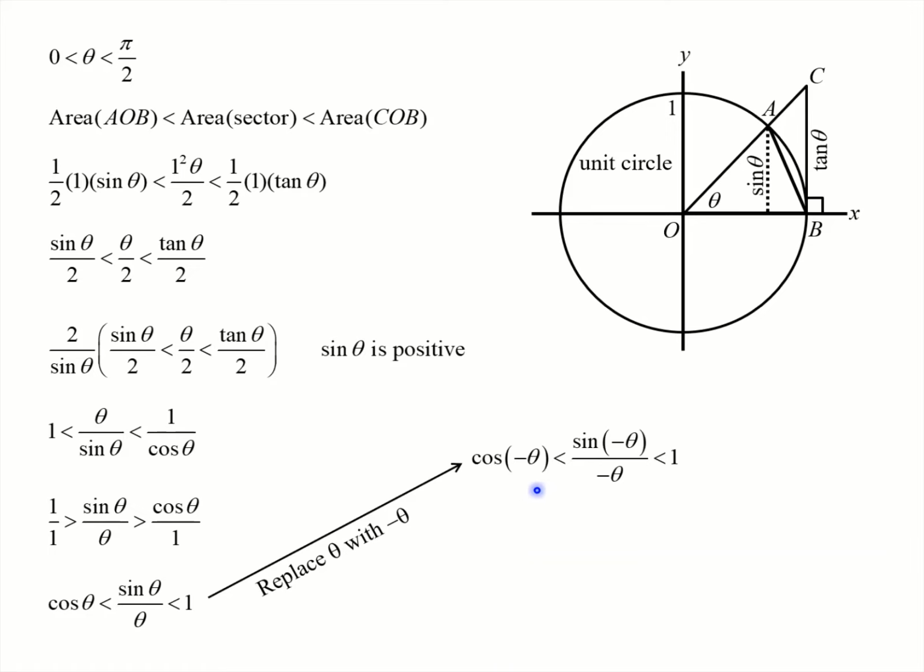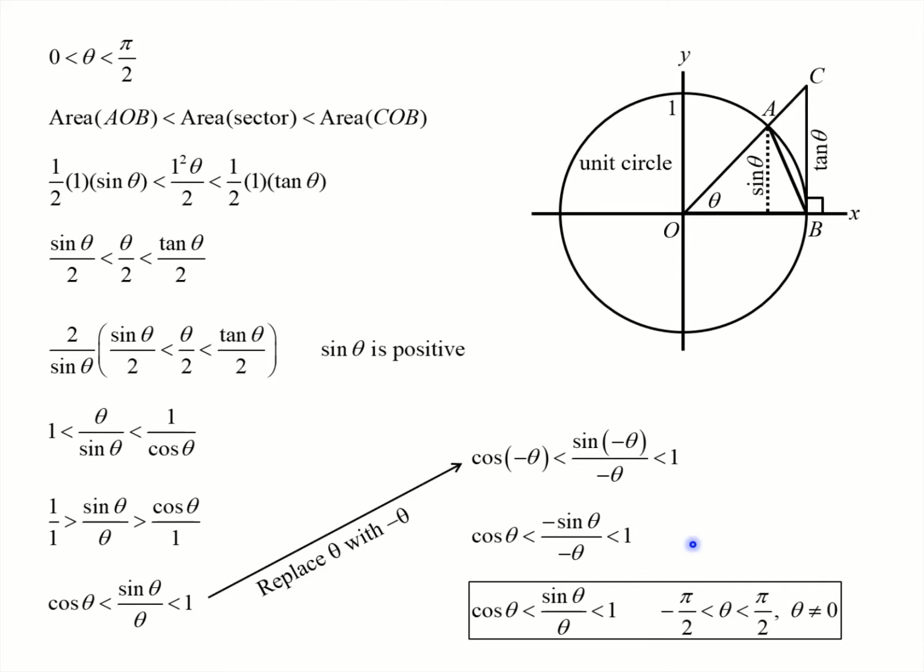Now, because cosine has y-axis symmetry, or sometimes we say that's an even function, this cosine of negative theta is just going to turn into cosine theta. Sine has origin symmetry, which means it's an odd function, so sine of negative theta is going to become negative sine theta. This is what we end up getting. Those two negatives in the middle will just create a positive. And now we have this thing that we developed. We've proved it for angles theta between negative pi halves and pi halves, where theta does not equal 0 because you would have a 0 on the bottom.